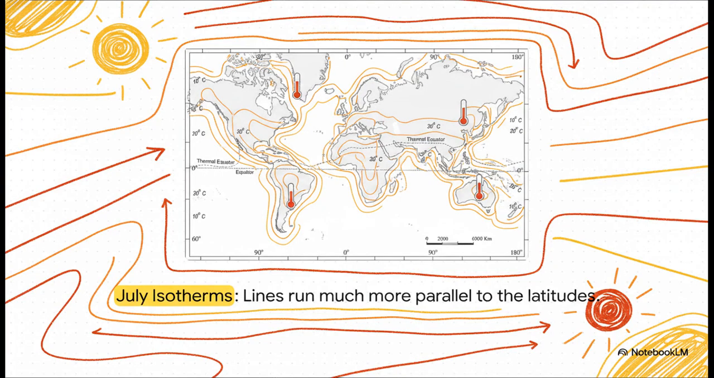Now compare that exact same map to July. See how the isotherms suddenly flatten out significantly and run almost completely parallel to the equator? Why does that happen? Well, because the northern hemisphere is being completely bathed in summer sunlight. You can literally see these massive heat pockets building up over the land, especially across the Asian continent and North Africa, pushing well over a scorching 30 degrees Celsius.